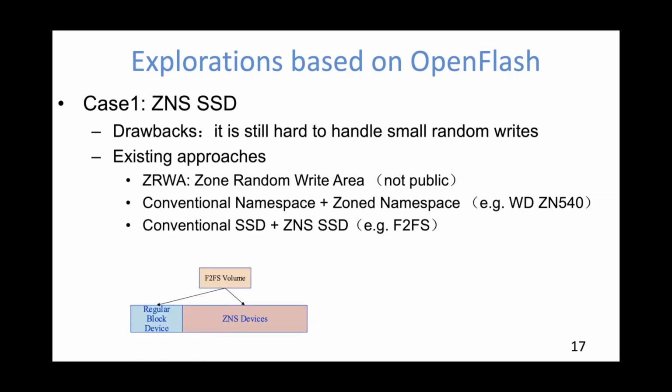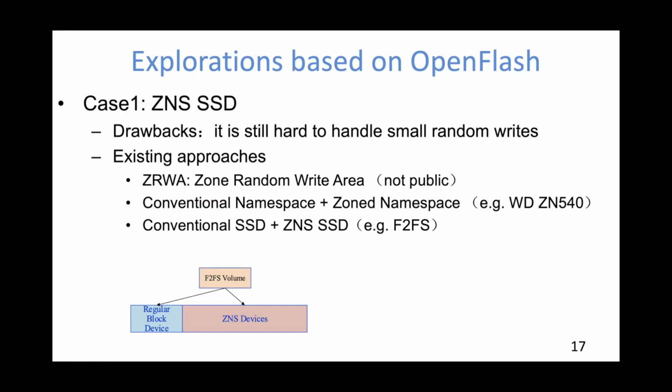We have a few approaches that can address this issue. For example, ZNS SSD provides zone random write area, ZRWA, which can receive random writes. But this feature is still a proposal in the ZNS specification, which is not a public standard. ZNS SSD manufacturers are also exploring this feature when implementing ZNS SSD.